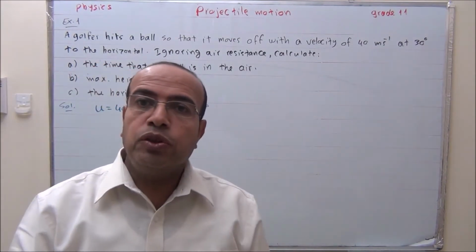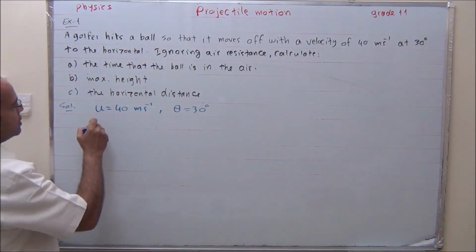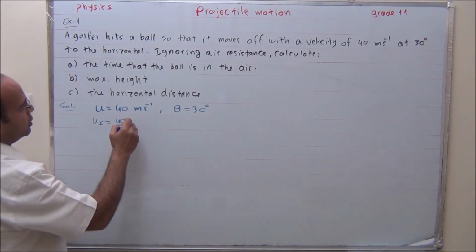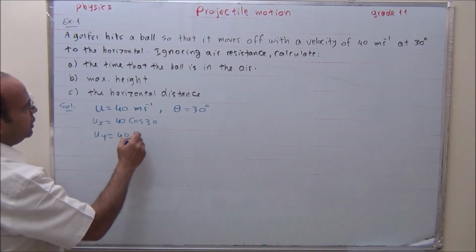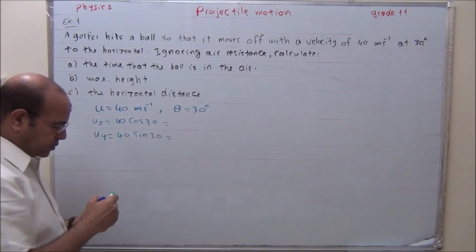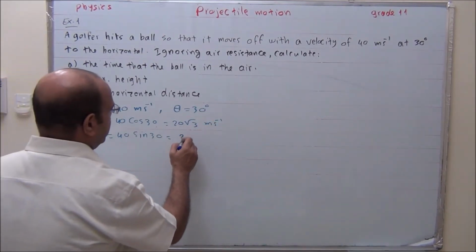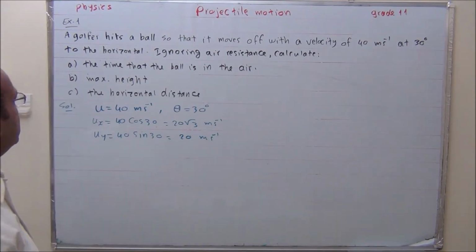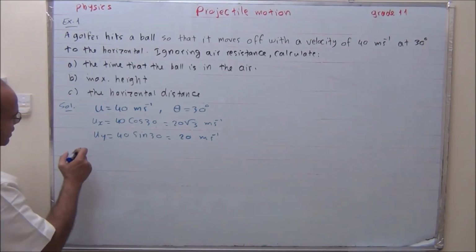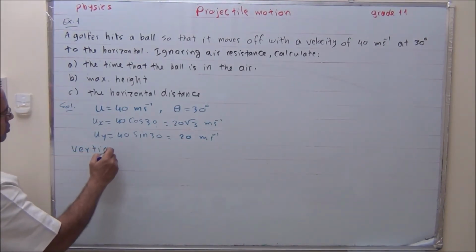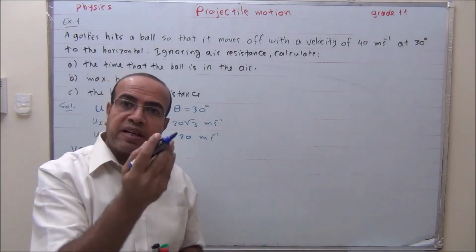Now we find ux and uy. ux equals 40 cosine 30, and uy equals 40 sine 30. We calculate this: ux is 20 radical 3 meters per second, and uy equals 20 meters per second. We talk first about the vertical motion, from the start to the maximum height.